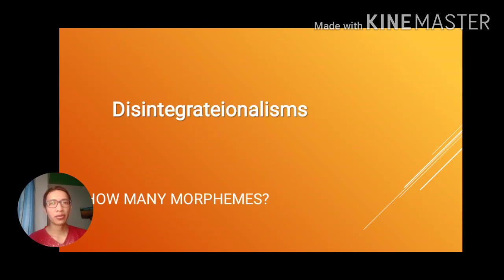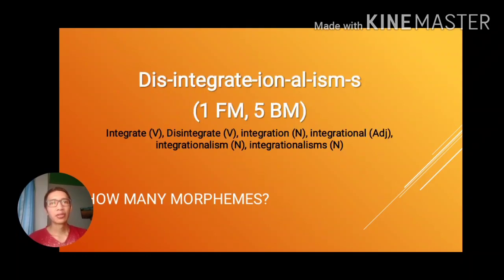First, I need you to think about how many morphemes you can find in this word: disintegrationalisms. We have learned about free morphemes and bound morphemes. Now think about what the root, or the free morpheme, of this word is. Think for a while. Okay, perfect. You could find that there are five bound morphemes here and one free morpheme. The free morpheme here is integrate, and the bound morphemes are affixes, prefixes and suffixes, like ion, al, ism, and s.